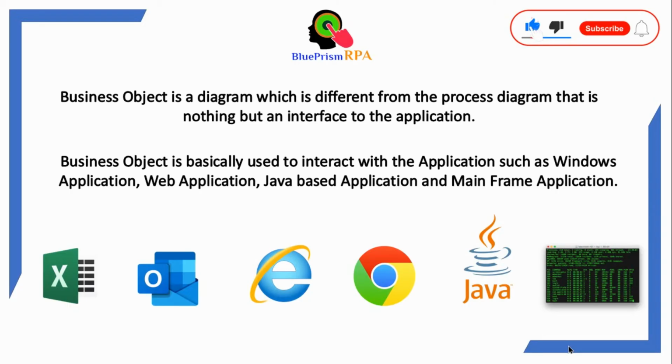So these are the tasks that we perform in the business objects, and these tasks are called action in business objects. And these actions are used in Process Studio to make a complete Blue Prism process. Without interaction with the application, this is a simple process that we just use to perform calculation.